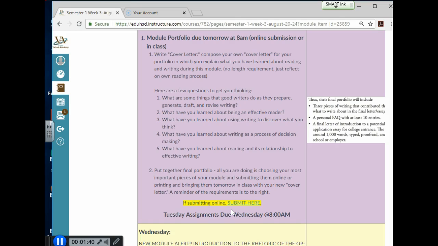So what we're doing today, we're doing a cover letter for your portfolio. It's really easy. All I want you to do is reflect on your reading and your writing processes. All right? So you're going to write a cover letter, compose your own cover letter for your portfolio in which you explain what you have learned about reading and writing during this module. Okay? There's no length requirement. So there's no minimum requirement.